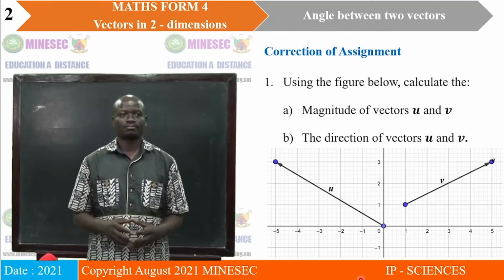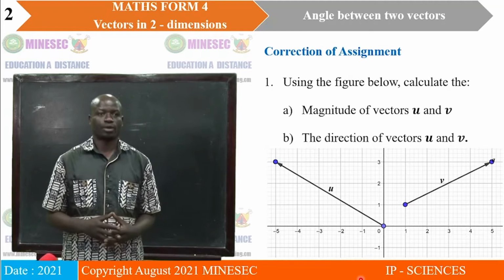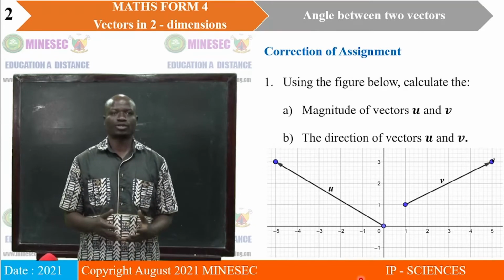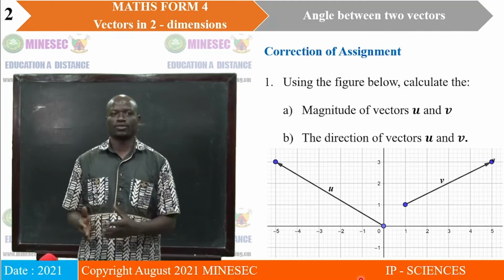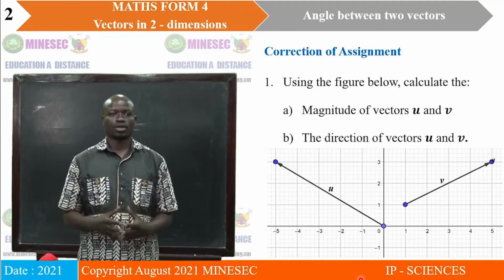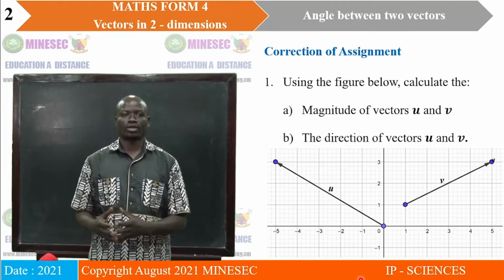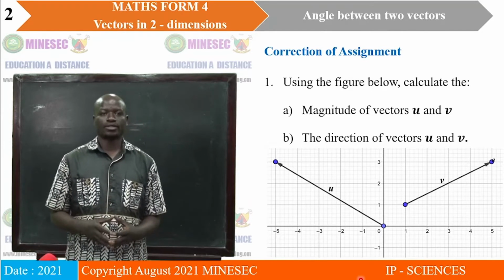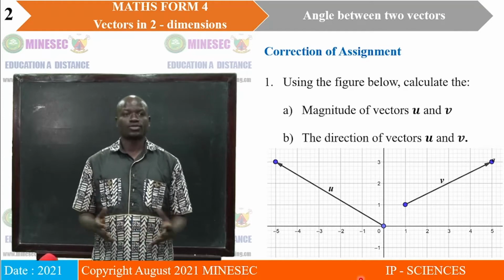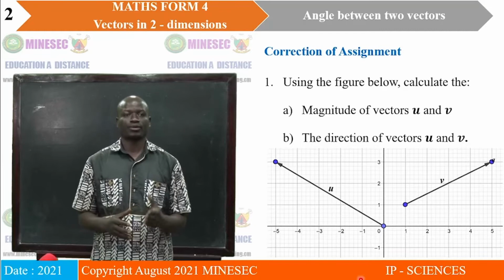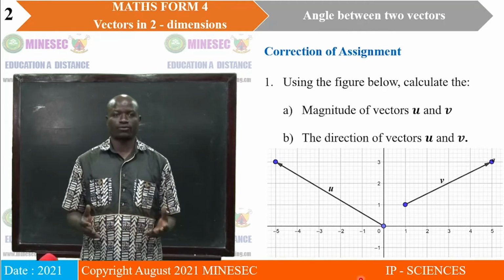Question 1. We had one question, by the way. Using the figure below, calculate the magnitudes of vectors u and v. And the second part of the question is for us to calculate the direction of vectors u and v. We can see the figure and we see geometrical representation of vector u and vector v.